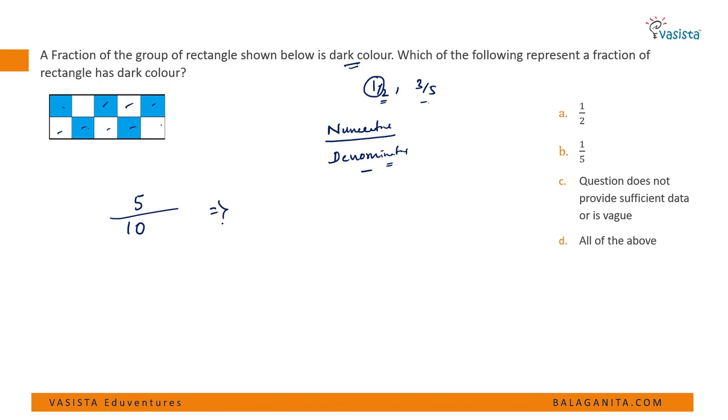So we can simplify it here. Both the numerator and denominator are divisible by 5. Let me divide by 5. 5 ones are 5, 5 twos are 10. So that's the answer here: 1 by 2. Option A is the right one. Hope you understood, right?